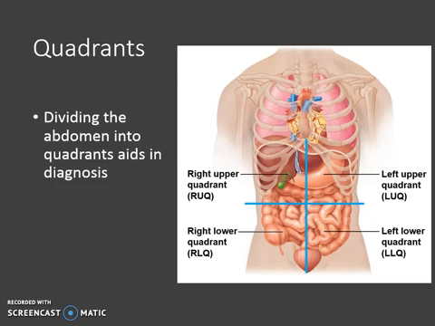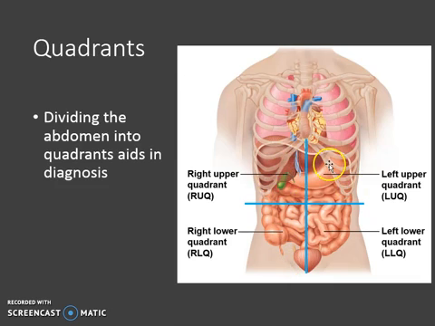And by having this kind of imaginary plus sign going over the abdominal area, it helps the medical professional figure out what organs are deep to the skin in that area. So, for example, lower right quadrant pain is often a sign of appendicitis, and the appendix is right here. Upper right quadrant pain could have to do with the gallbladder or the liver.